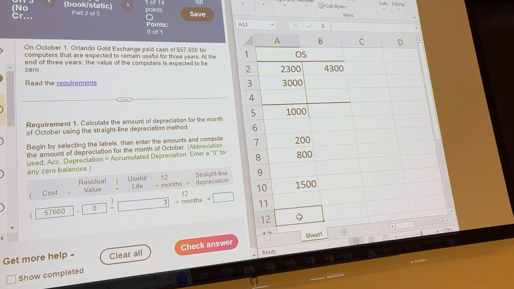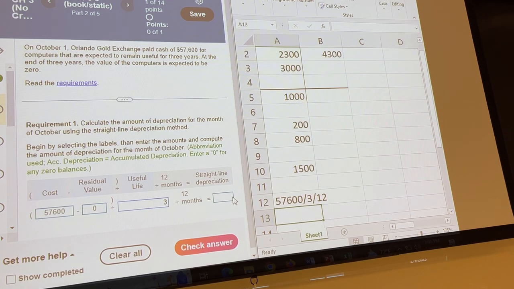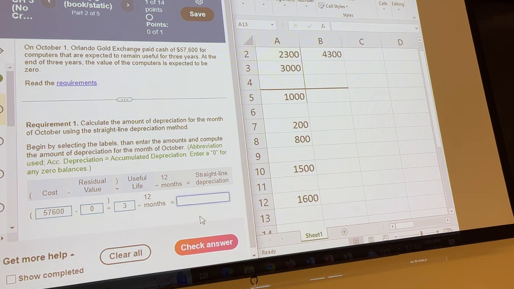So over here in Excel, I'll do this: 57,600 divided by 3 divided by 12. Oh, forgot to put the equal sign. So that would be $1,600 is our monthly depreciation.